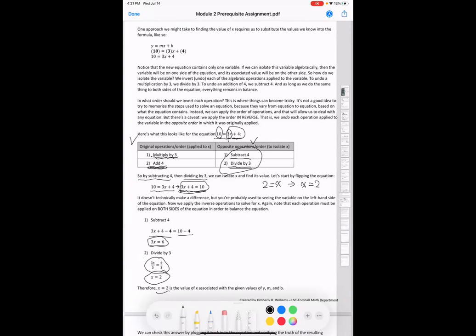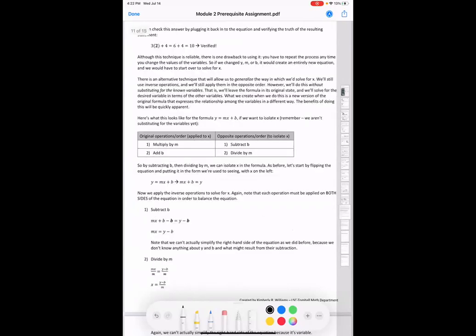When we get x equals 2, I can go back to my original equation, 10 equals 3x plus 4. Plug in 2 here, which is 3 times 2 plus 4. Does that equal 10? 3 times 2 is 6, 6 plus 4, yeah, it's 10. So it's verified.